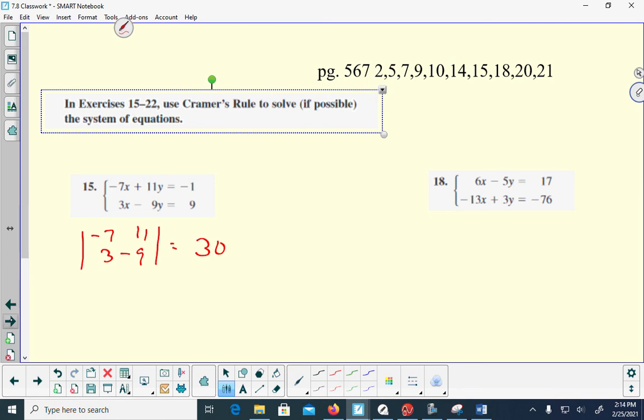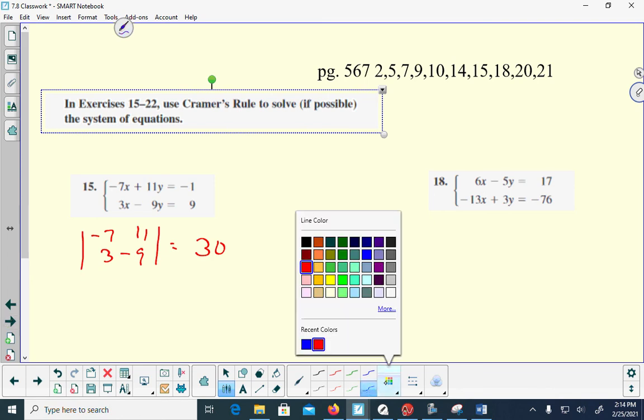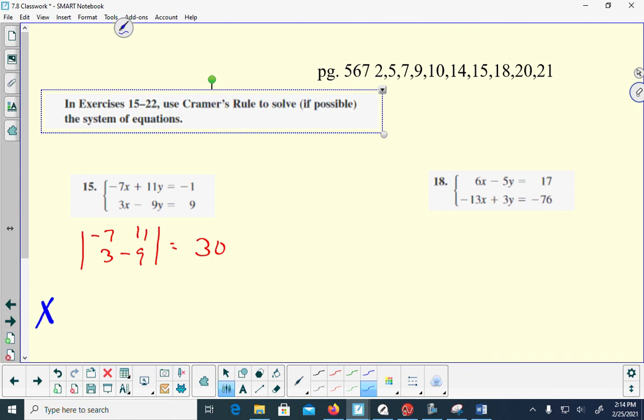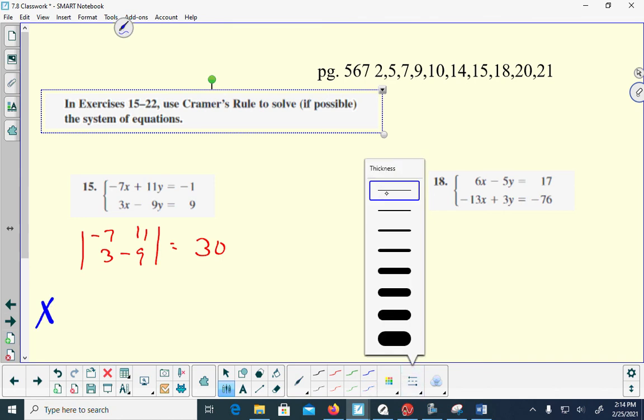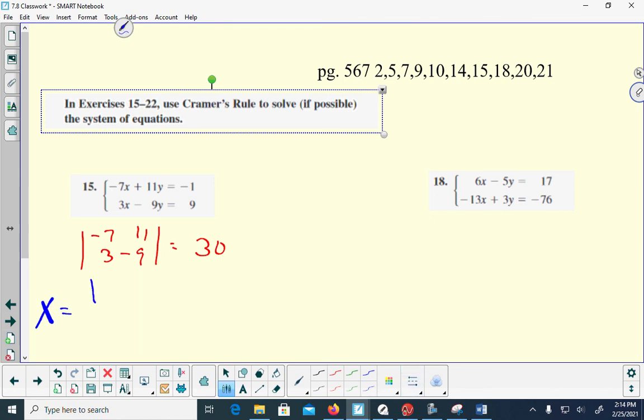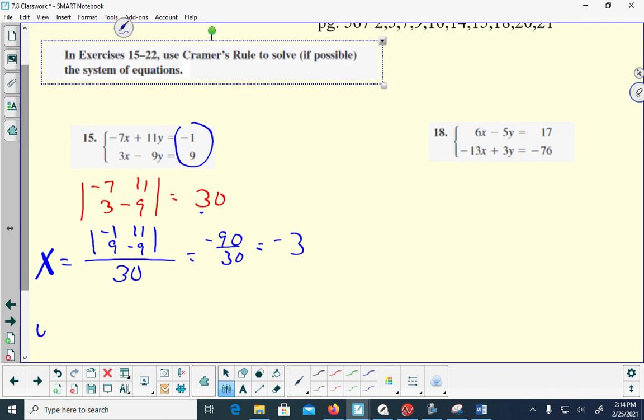All's good. Then when I want to find my x's, I write myself a note of what I'm doing. So I'm looking for x. I'm going to say x is equal to, I'm going to take the answers and put those in the x column. So -1 and 9. The other column stays the same. And I'm going to divide that by this 30 here. And when I put that in my calculator, I got a -90 over +30, which gives me an answer of -3.